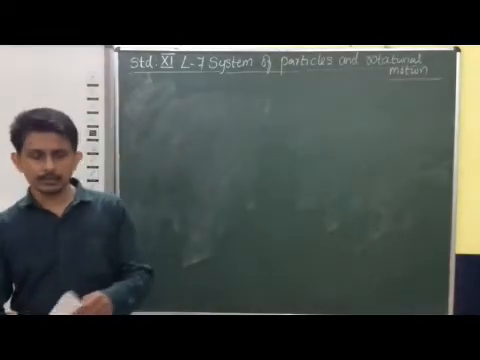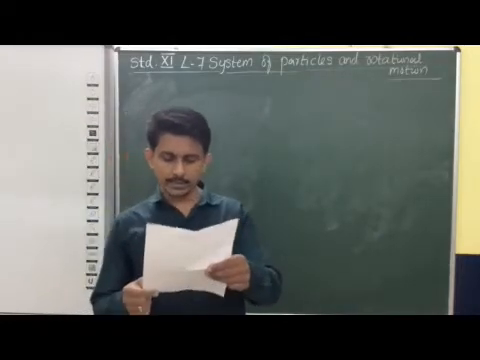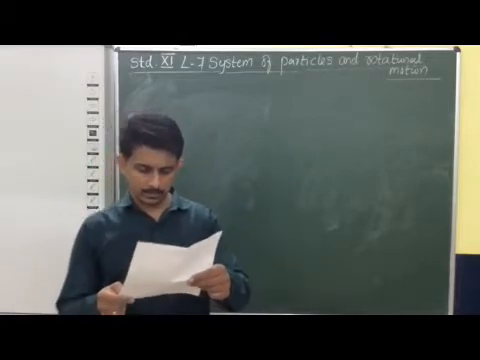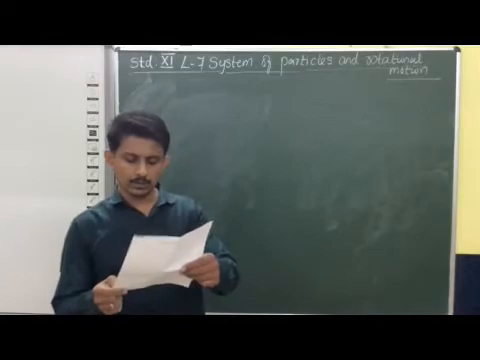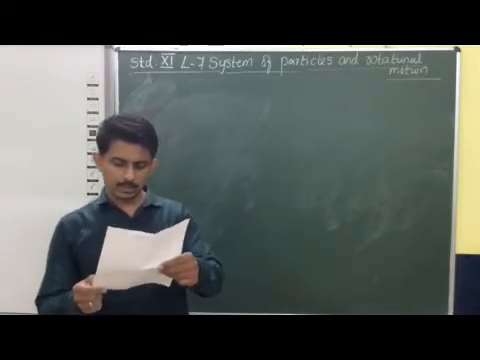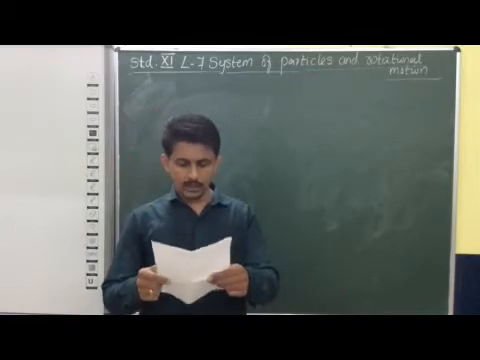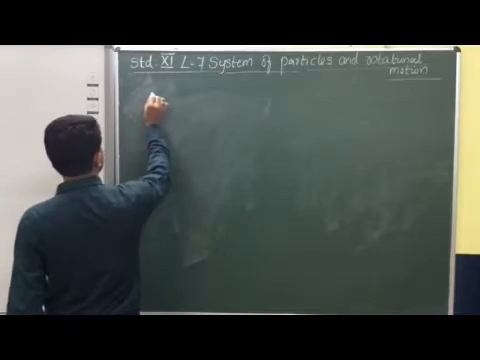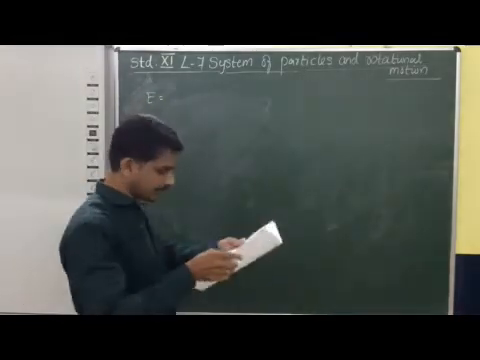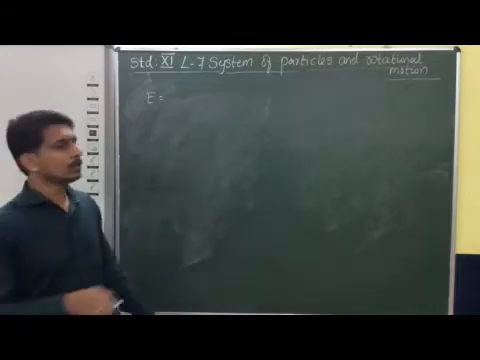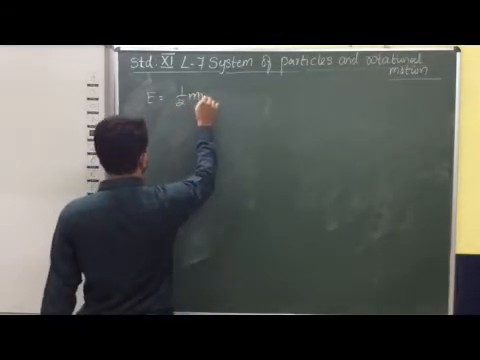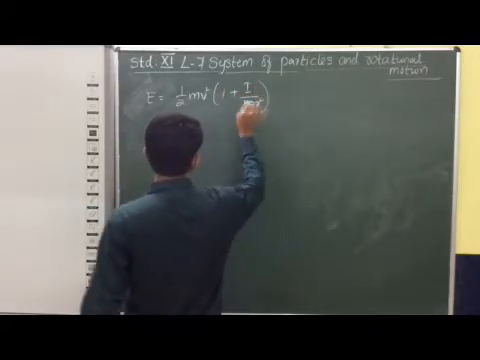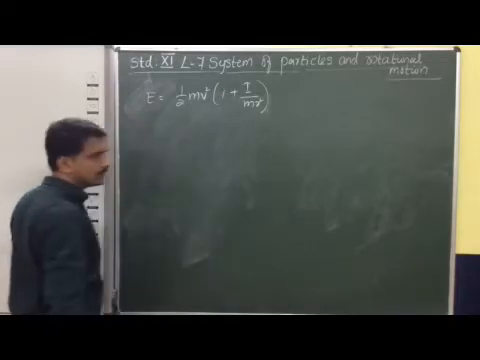Now we will discuss another question: what is the kinetic energy of a rolling body if it is a solid sphere of mass M and radius R, and also if it is a hollow sphere of mass M and radius R. So we have to find the value of the kinetic energy of a rolling body. That means E is equal to half M v square into 1 plus I divided by M R square. This is the way we can find the kinetic energy.